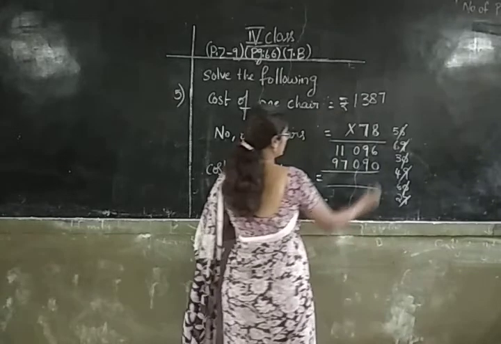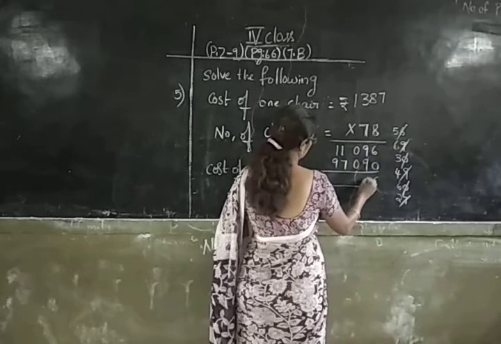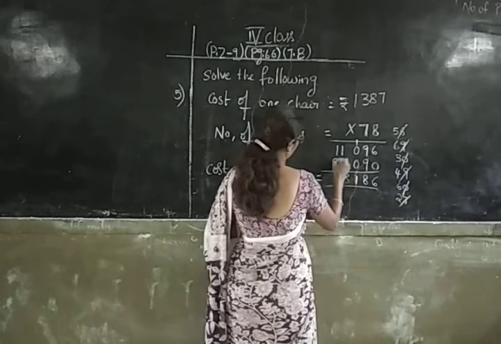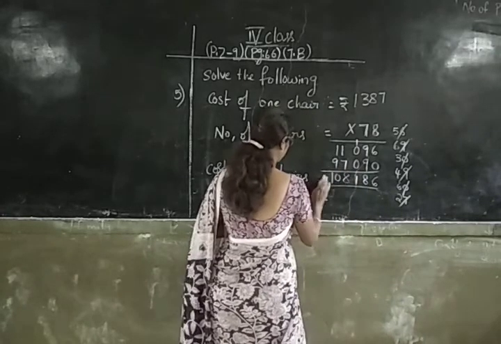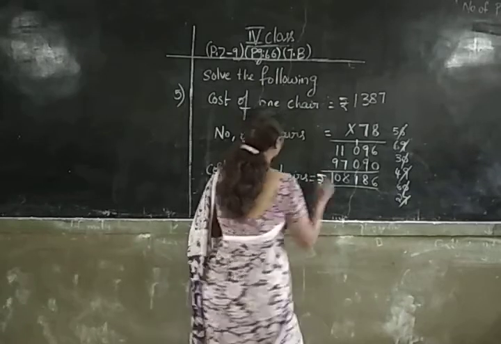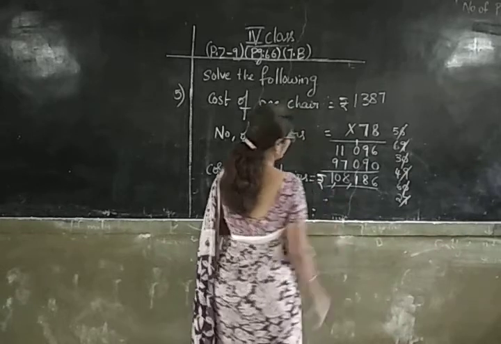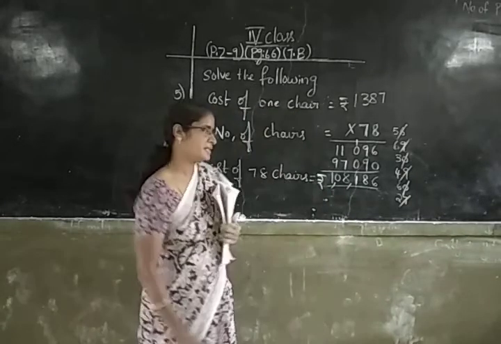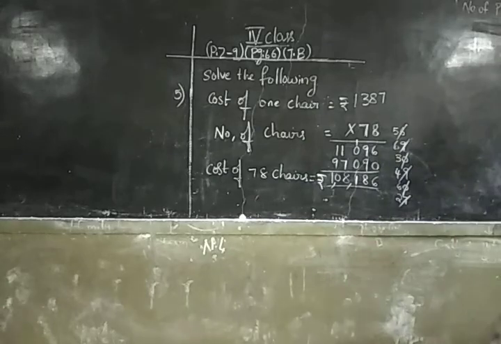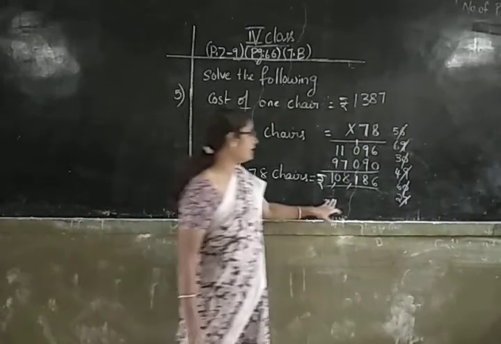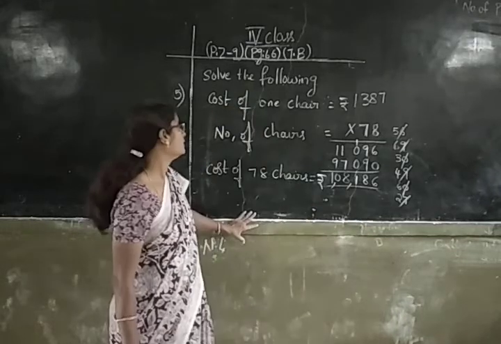Now we have to add both the numbers. 6, 9 plus 9 is 18. 1, 7 plus 1 is 8. 9 plus 1 is 10. So the cost of 78 chairs is 1,08,186 rupees. Okay children. So the cost of 78 chairs is 1,08,186 rupees. Did you understand, children?